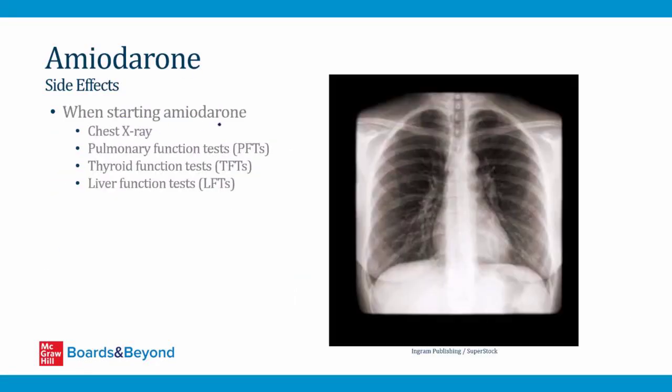So wrapping this all up, something you should know for your board exams is that when you're starting a patient on amiodarone, the tests that are usually done are a chest x-ray to serve as a baseline for comparison later if the patient develops symptoms that might be due to amiodarone. Also pulmonary function tests to screen for evidence of restrictive lung disease and fibrosis in the lungs.